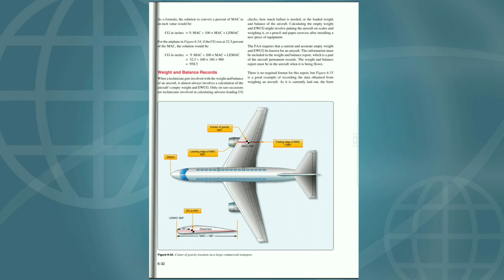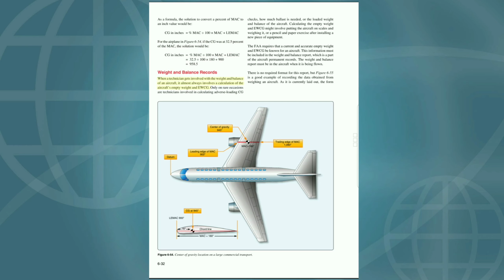6-31. As a formula, the solution to convert a percent of MAC to an inch value would be CG in inches equals percent MAC divided by 100, times MAC, plus leading edge of MAC. For the airplane in figure 6-54, if the CG was at 32.5% of the MAC, the solution would be CG in inches equals 32.5 divided by 100, times 180, plus 900, equals 958.5.